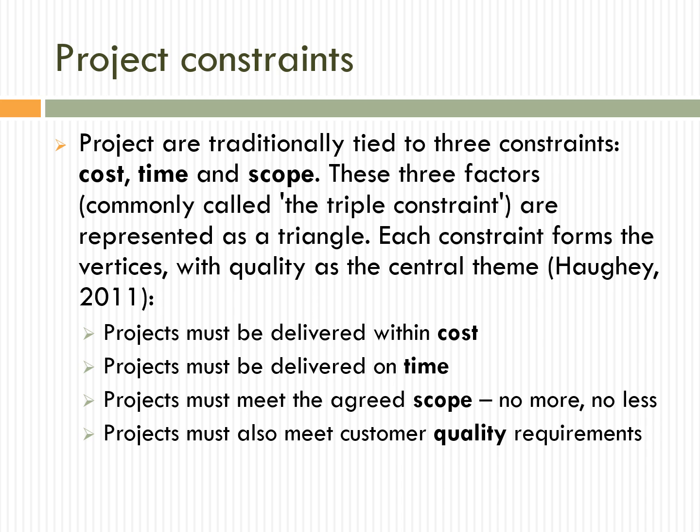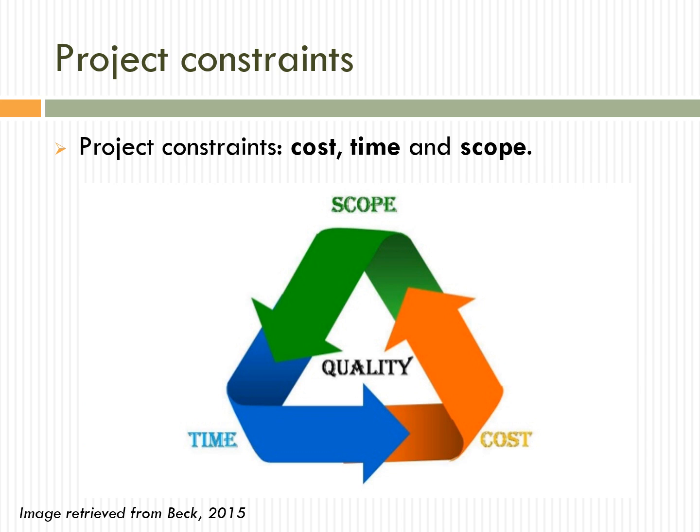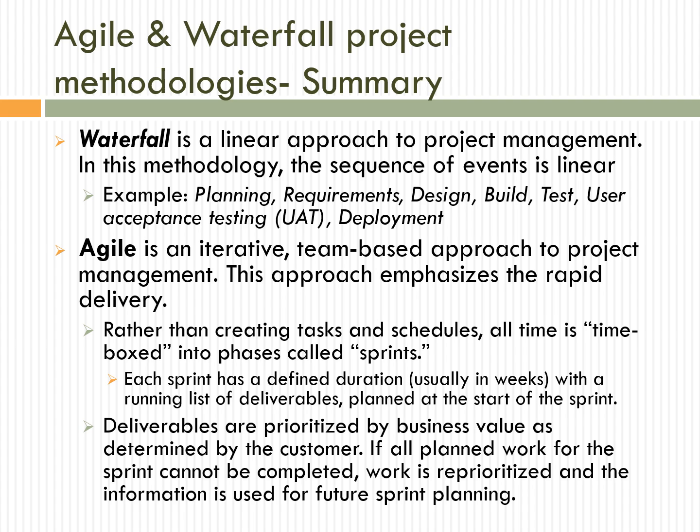And those three constraints tie into quality. Included a graphic here. I actually like that it was a recyclable symbol. Scope, cost, and time, with quality in the middle, being those three factors directly correlate to a high quality product or a low quality product. So if you, for example, decrease cost and decrease time, but you're increasing scope, that will directly affect the quality of the product.